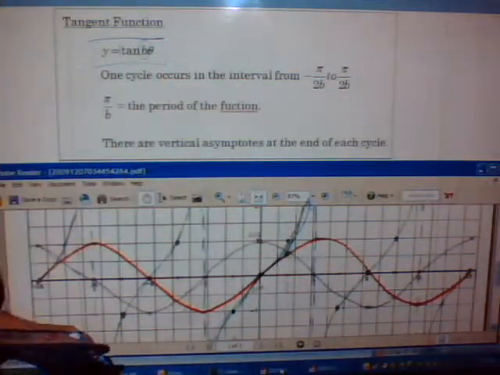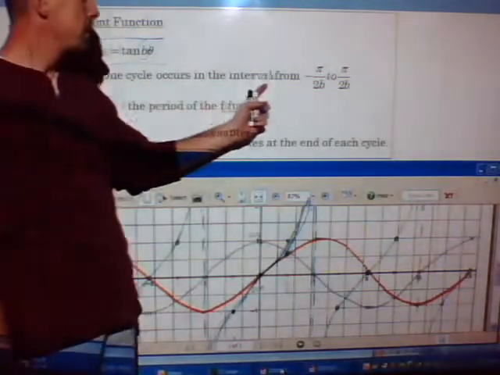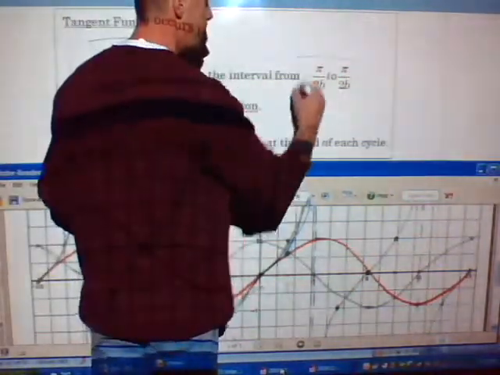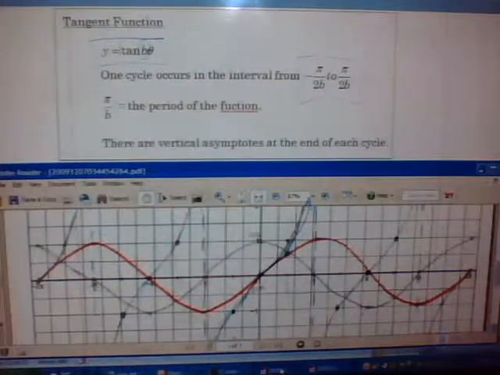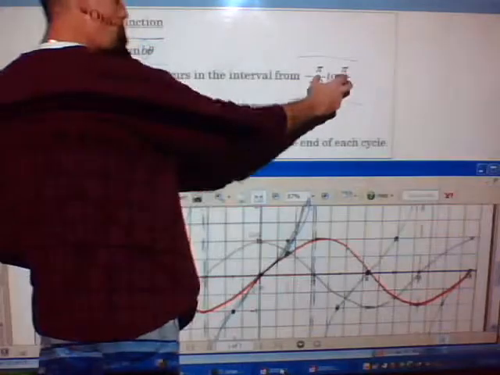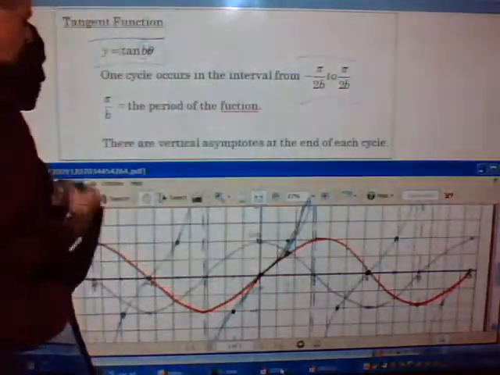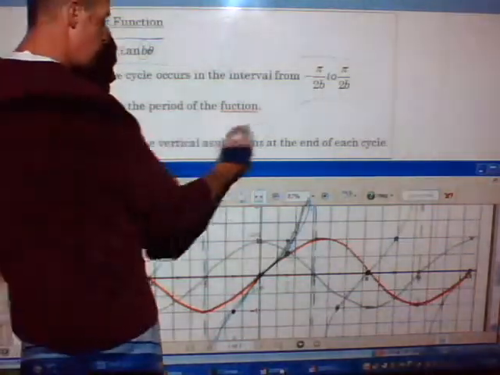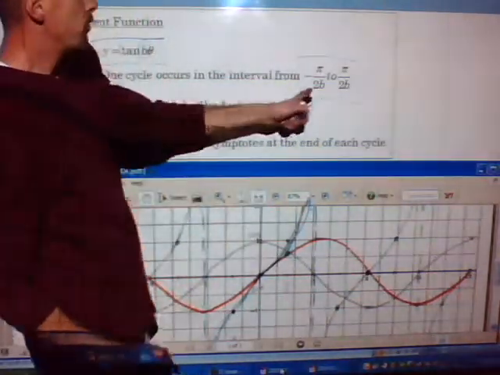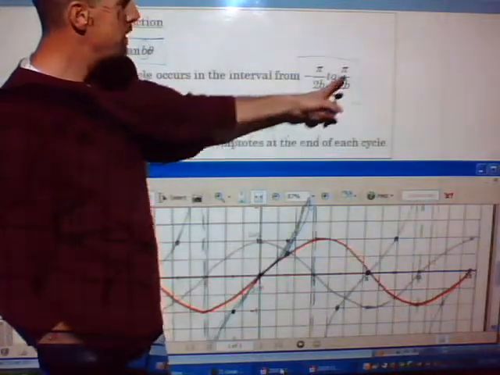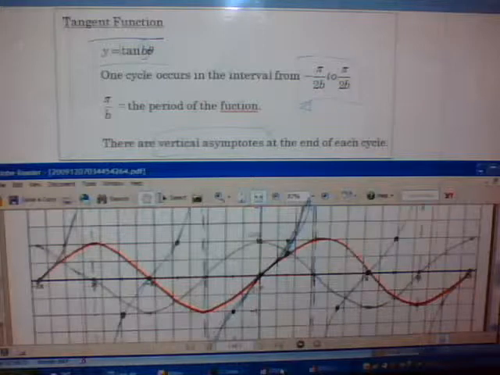Okay? So, for tangent, one cycle is going to occur in the interval between negative pi over 2b to pi over 2b. And this interval, which represents from asymptote to asymptote, is going to tell you where your vertical asymptotes are located. You're going to have a vertical asymptote at negative pi over 2b and pi over 2b on your functions here.